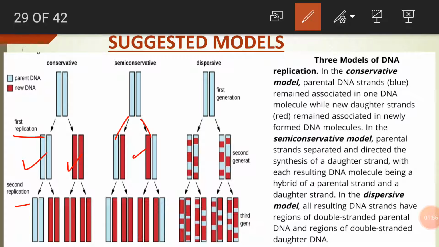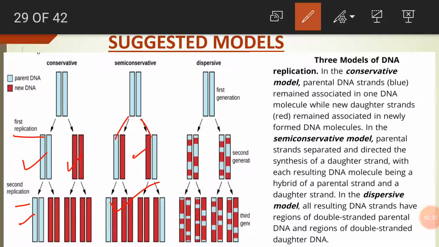In the second generation of replication, in the first case, the parental DNA is conserved as it is and the rest of the DNA strands are newly synthesized. Now in the second case, the blue strands are kept as they are. As in the first cycle, we had a hybrid of old parental and new strand, and those two have separated and the other two complementary newly synthesized DNA were formed here.